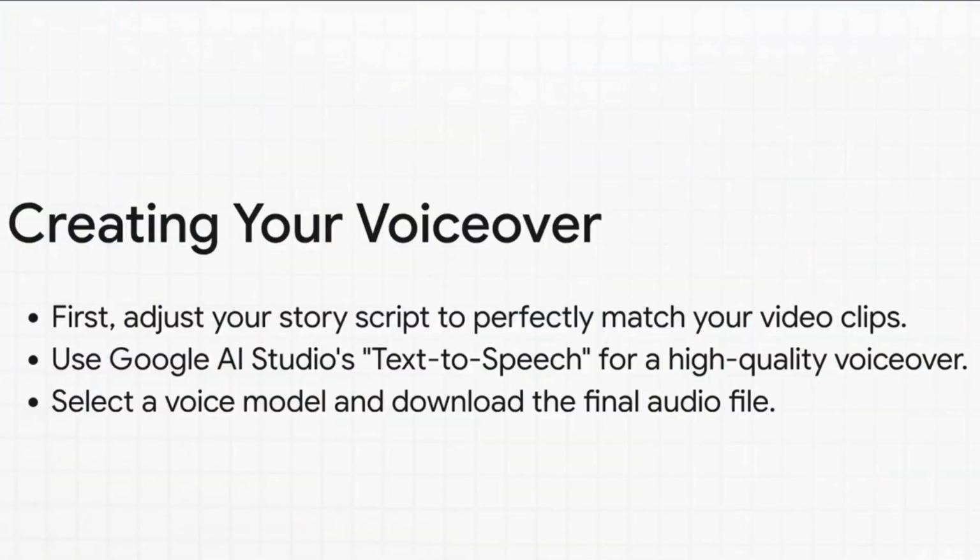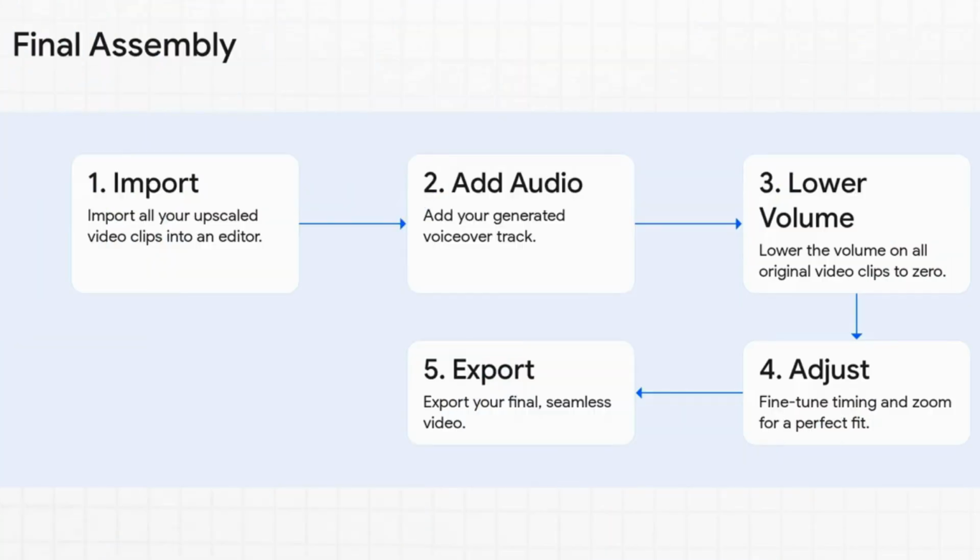Okay, for the voiceover, the first thing you want to do is look at your original story again and just tweak the text a little bit to make sure it perfectly matches the timing and the visuals of the clips you made. Then, you can pop over to Google AI Studio. You can paste your script into their text-to-speech tool, pick a voice you like, and just download the high-quality audio file.